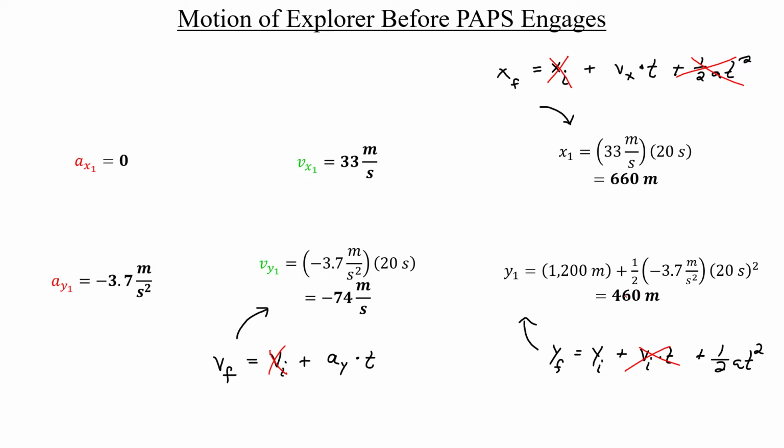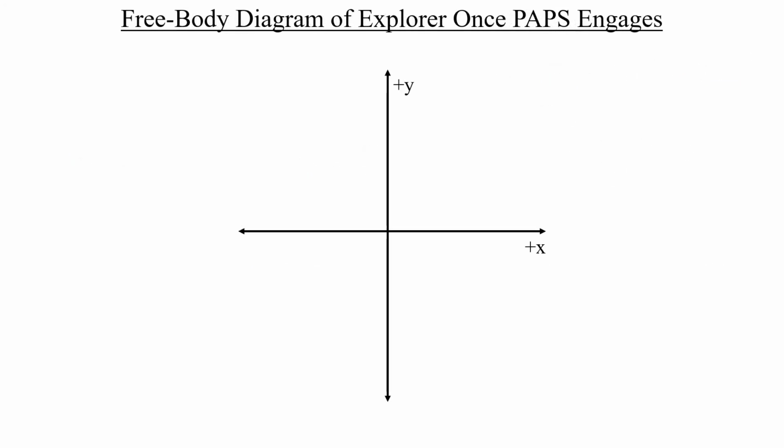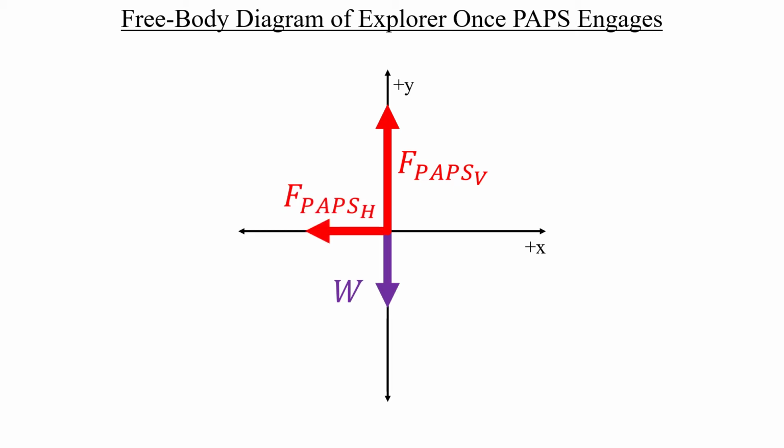And first, let's make a free body diagram. Before, in stage 1, the only force acting on our explorer was their weight. And this is what it would look like. Hence why I didn't even draw it. It's so trivial. However, in stage 2, that is no longer the case. Now we have the components of a PAPS force acting vertically as well as horizontally.